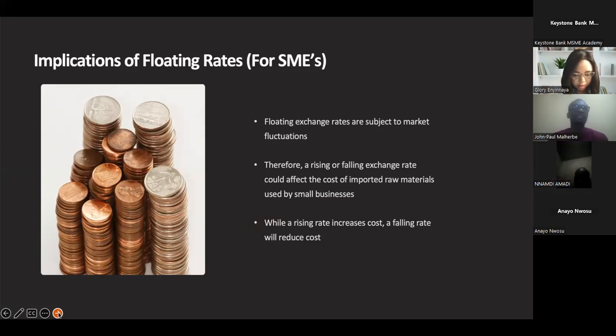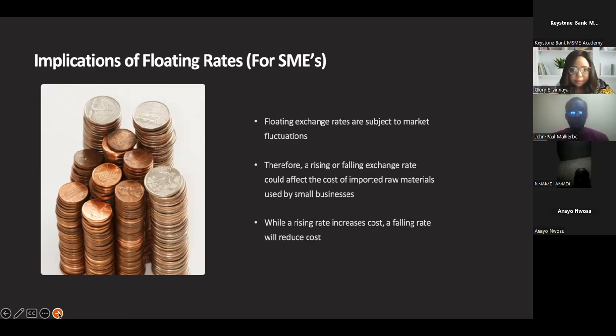Whereas with a fixed exchange rate, it is not necessarily so. So it goes to say that a rising or falling exchange rate could impact the cost of raw materials used by small businesses or any other cost, especially if your business is an import-export centered business. If you deal in goods or services that are imported, that volatility will affect such a business. So that's one thing that small business owners are very, very wary about.